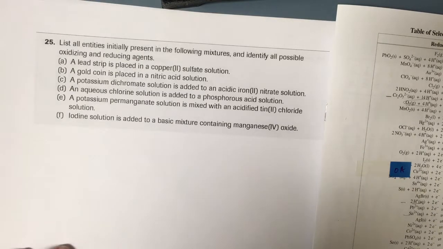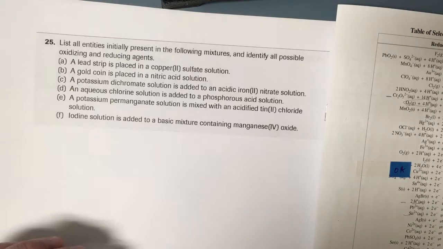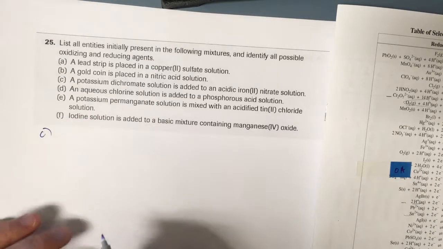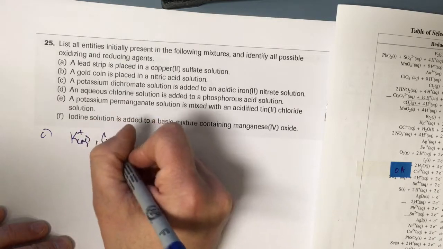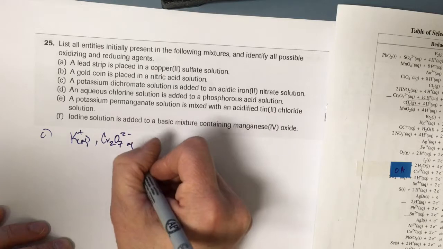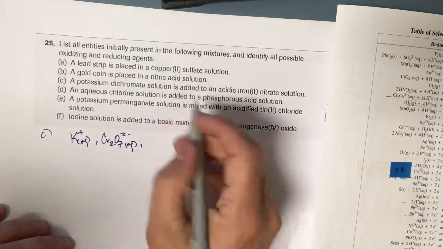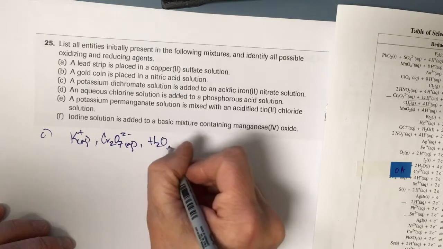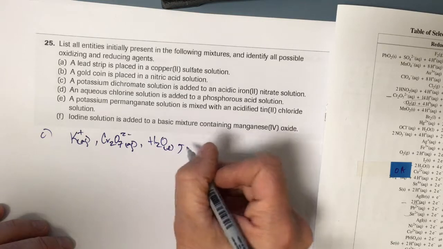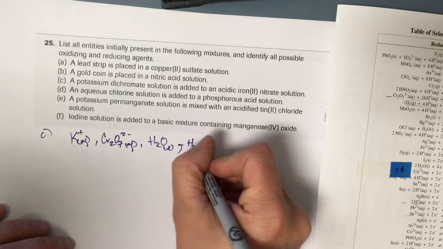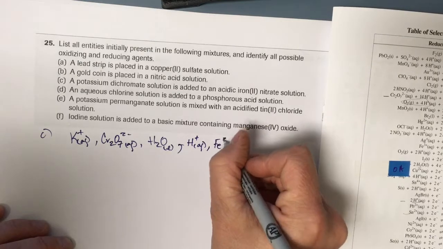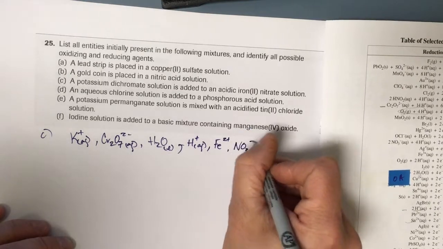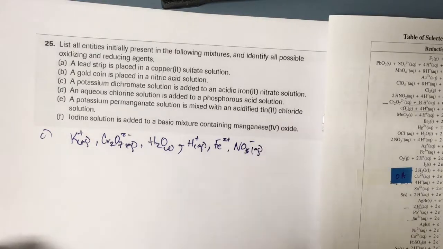And we'll see if we can do another one. It probably won't be quite as quick, but let's take a look at the C. So for C, it says potassium dichromate solution. So that's going to be potassium ions and dichromate, which is Cr2O7 2- aqueous. It's a solution, so we know we've got water present. It is added to an acidic solution. So if it's acidic, it has hydrogen ions. And iron 2 nitrate solution. So iron 2 ions, and there are going to be nitrate ions. So this has got a load of entities in it.